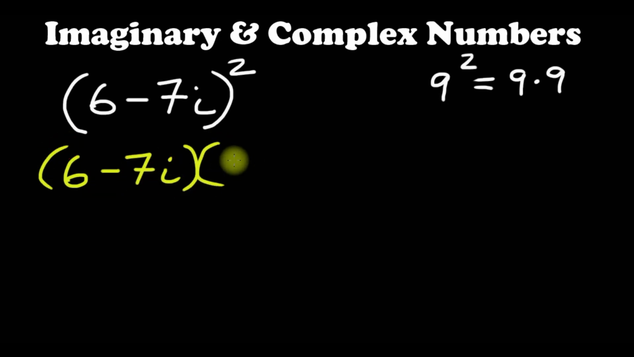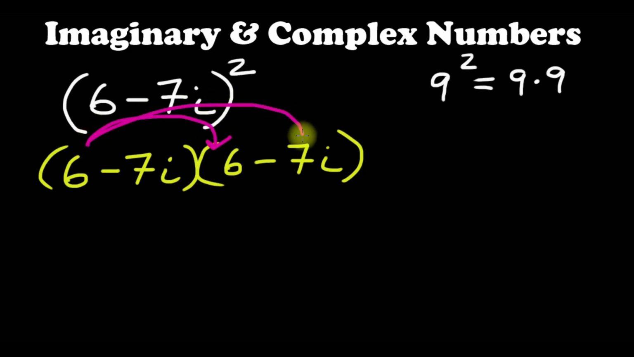And then times 6 minus 7i. So we know how to multiply complex numbers because I explained to you how to do that in the previous example. So here we're going to distribute, right? So we're going to distribute the 6. So 6 times 6, and then 6 times negative 7i. So that's going to be 36 take away 42i.